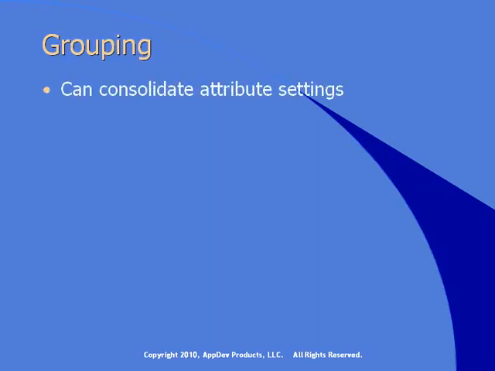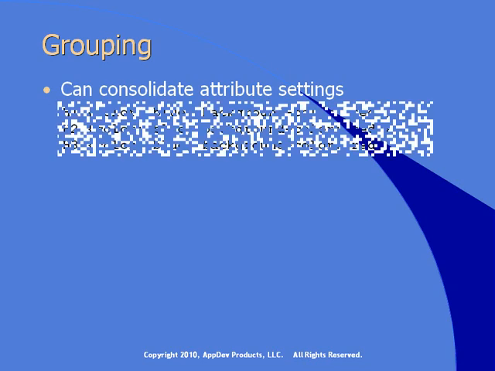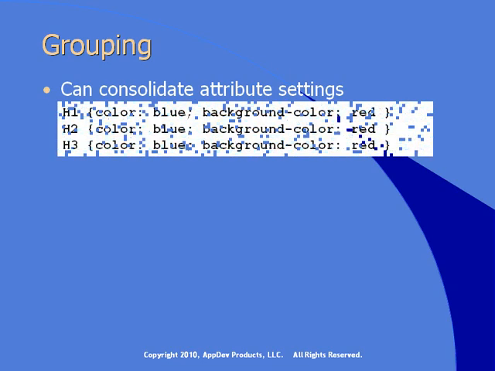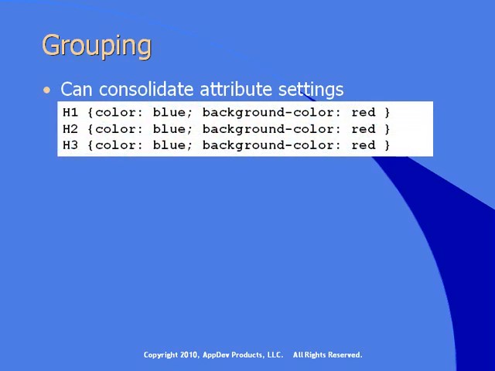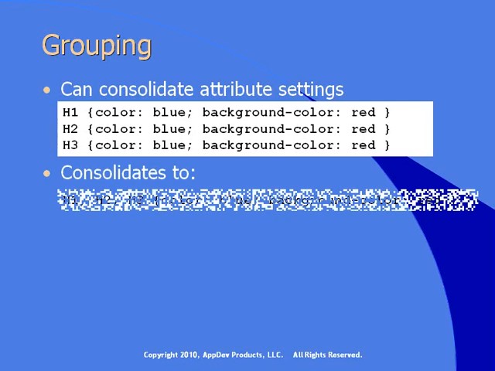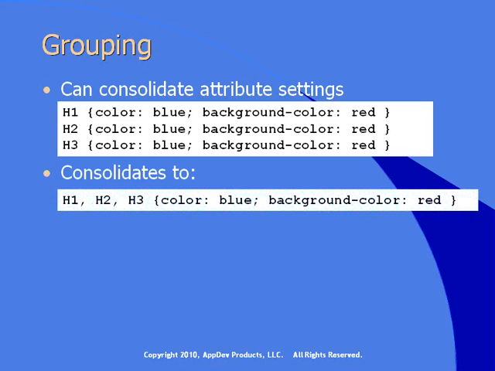You can also consolidate attribute settings. For example, here we have H1, H2, and H3. They're all the same. They have the same style. You can consolidate those to this H1, H2, H3, and then describe the style for each of them in one place. Now you can also do this even more.